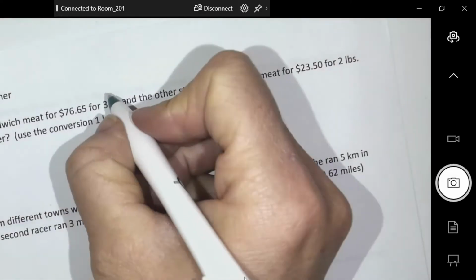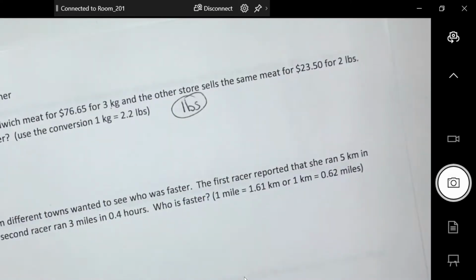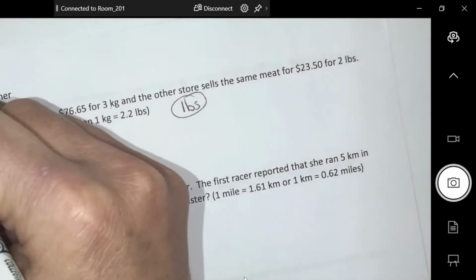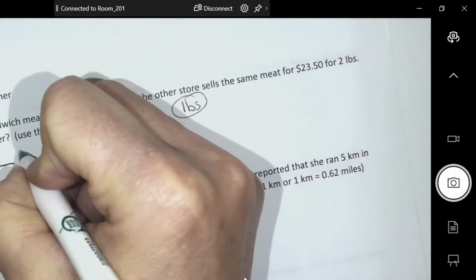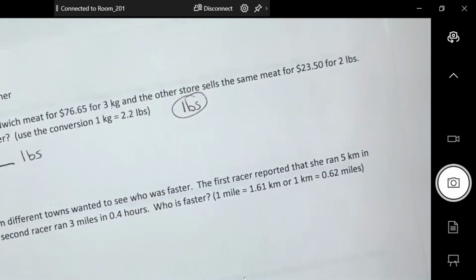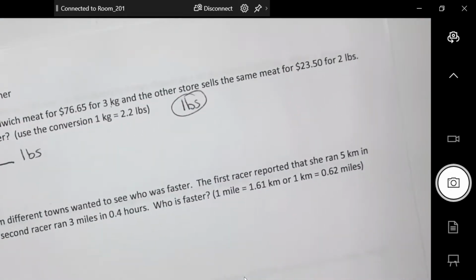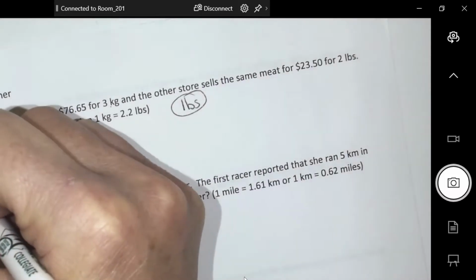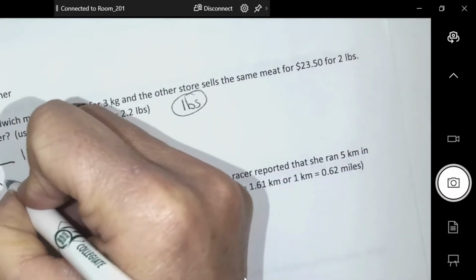So this one we're going to convert then. So 3 kgs equals what? We're going to convert that to pounds. And I know that 1 kg is 2.2 pounds.